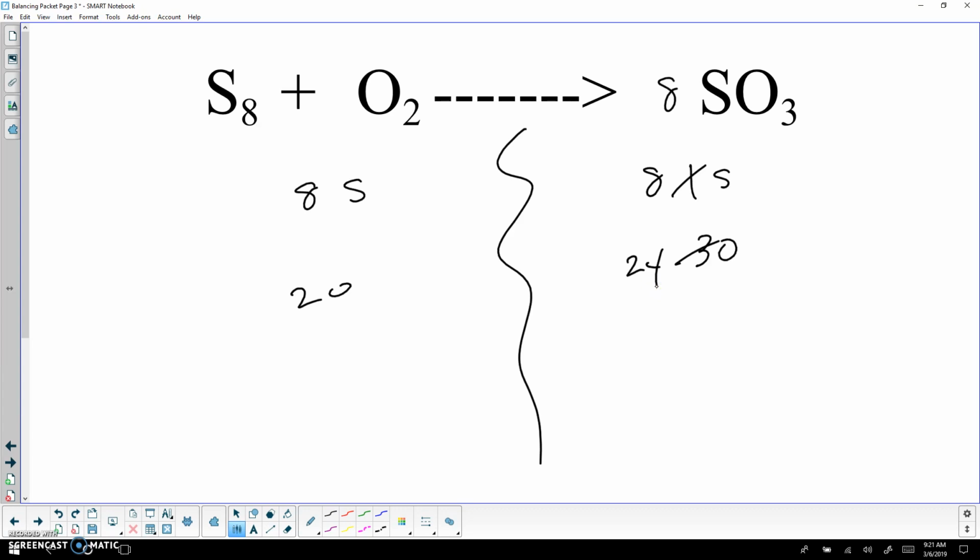That seems like a lot, but the sulfur is good. 2 and 24, you can fix that by simply putting a 12 in front of the diatomic oxygen. 12 times 2 is 24, 1, 12, and 8.